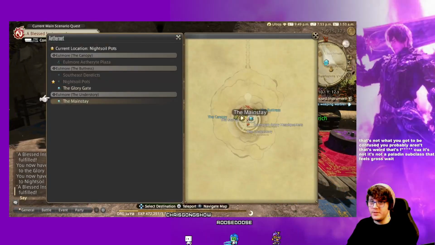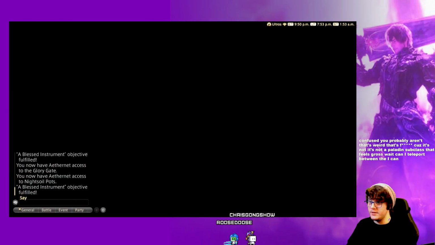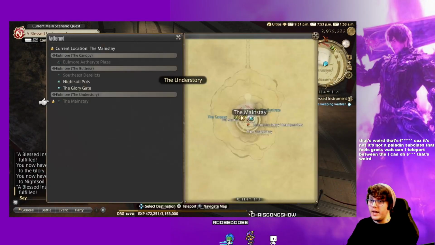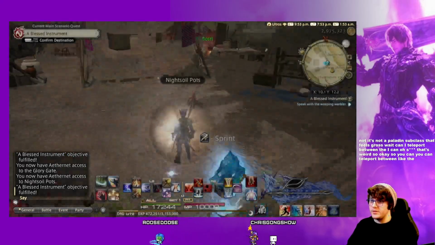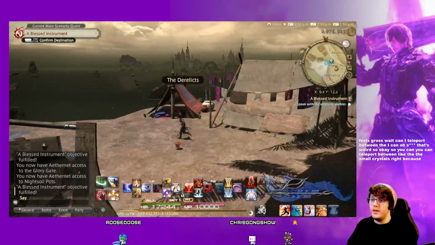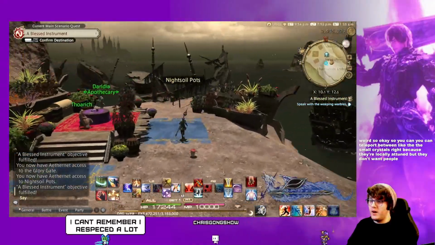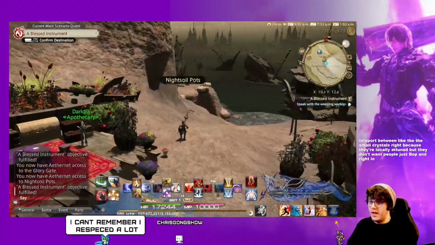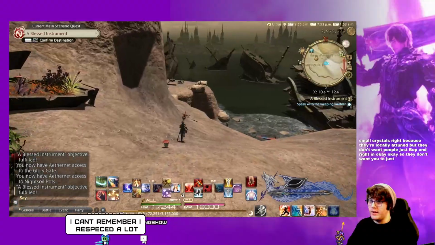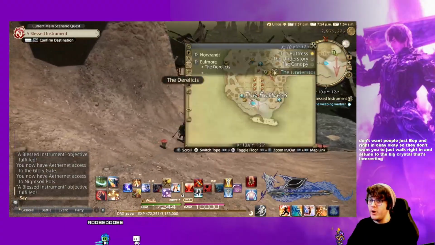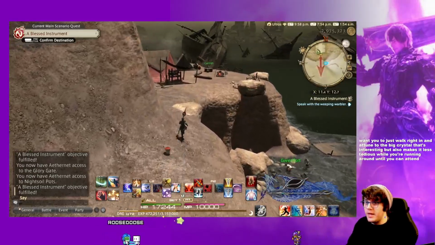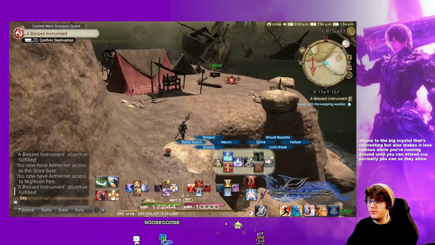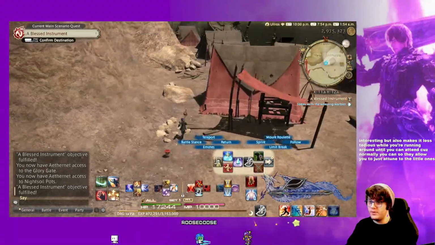Wait, can I teleport between the... I can. Oh shit! That's weird. So you can teleport between the small crystals, right? Because they're locally attuned, but they don't want people just bopping right in. So they don't want you to just walk right in and attune to the big crystal. That's interesting, but also makes it less tedious while you're running around until you can attune. Because normally you can. So they allow you to just attune to the little ones. That's interesting.